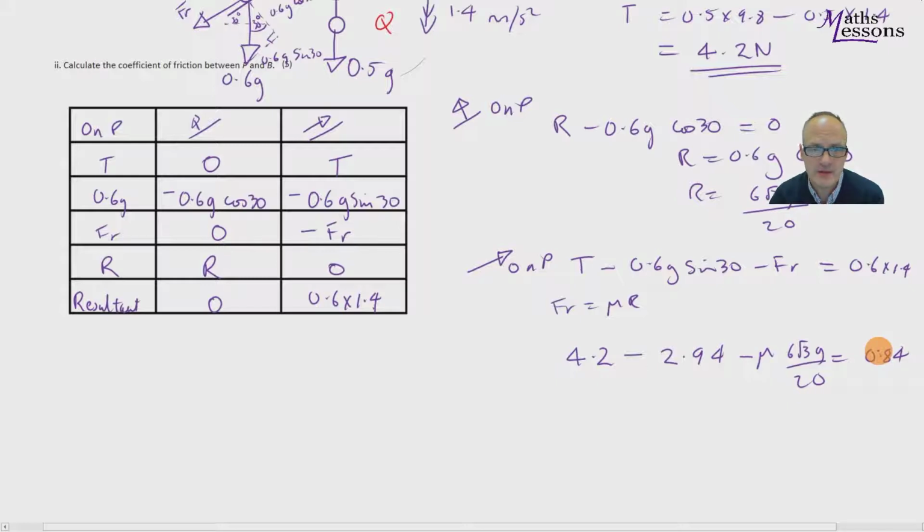0.84. So we can work this all out, and we can put that into our calculator, and we can find out that mu equals 0.082 to two significant figures, or 3 decimal places, depending on what you're working to. So that gives us our value for mu.